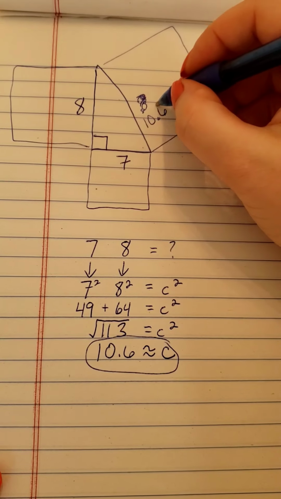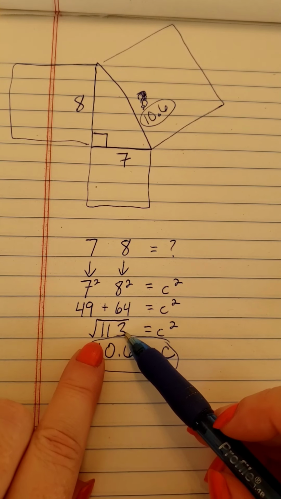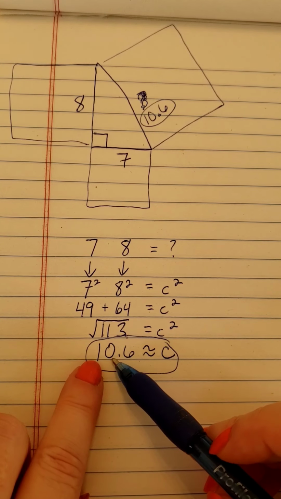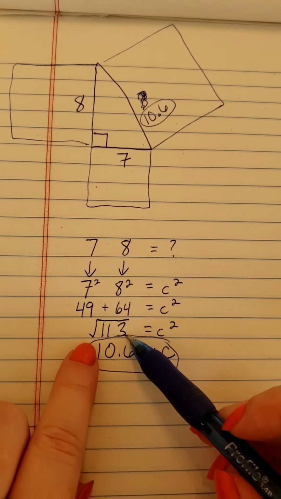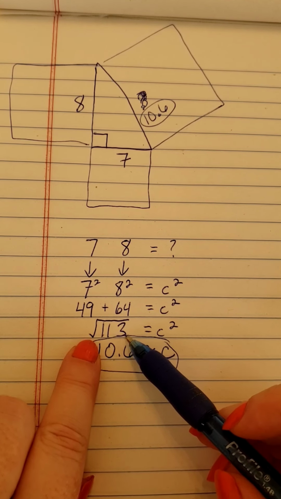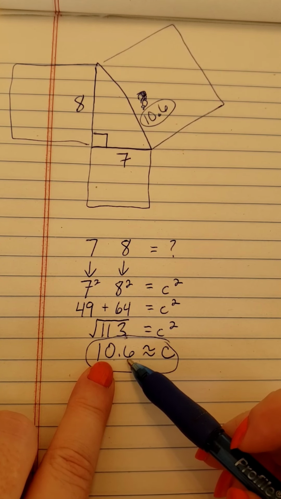All right. So it's not always going to be a perfect square, but you can still figure it out. And think about that. If we were to estimate this, the square root of 113 is really close to the square root of 100, because 113 is very close to 100. The square root of 100 is 10. So it's close to 10. Okay, but in between 10 and 11.